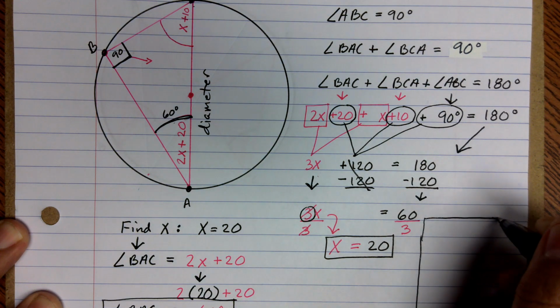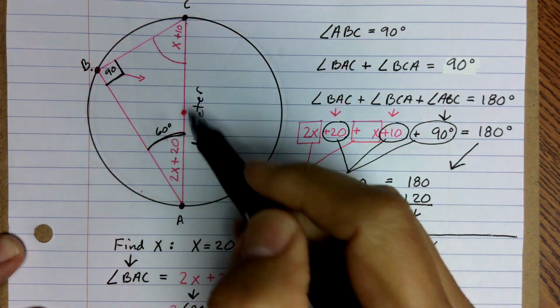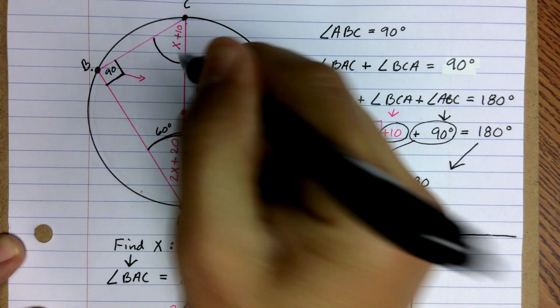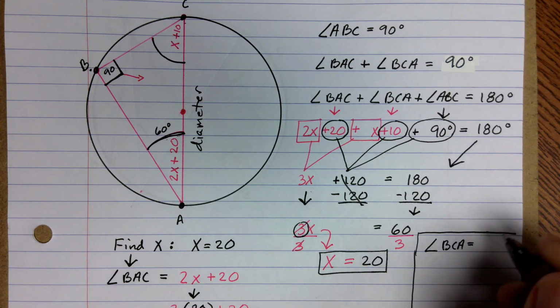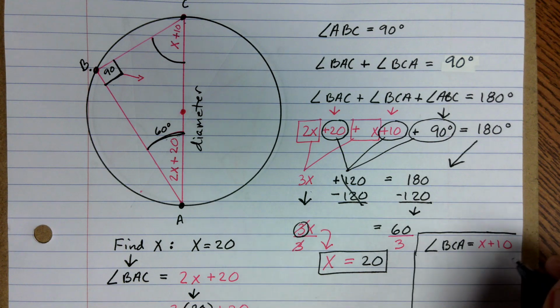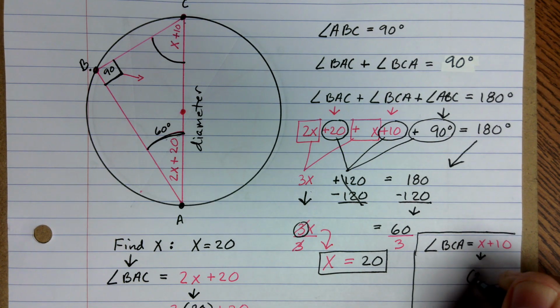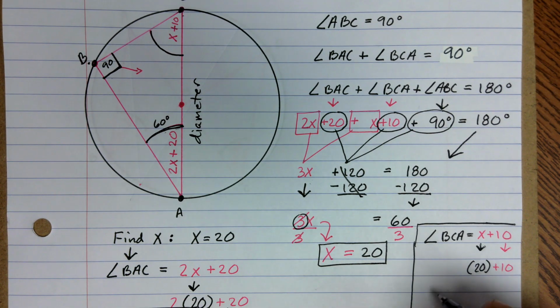So I'm going to do it similar to how I did the other one. I'm going to write right here, angle BCA. So now we're talking about this angle right here, is equal to x plus 10. Now we know that we solved for x and x was 20. So I'm going to replace x with a 20 in parentheses, and then I'm going to simply write the plus 10 after it. So therefore, angle BCA is equal to 20 plus 10, which is 30 degrees.